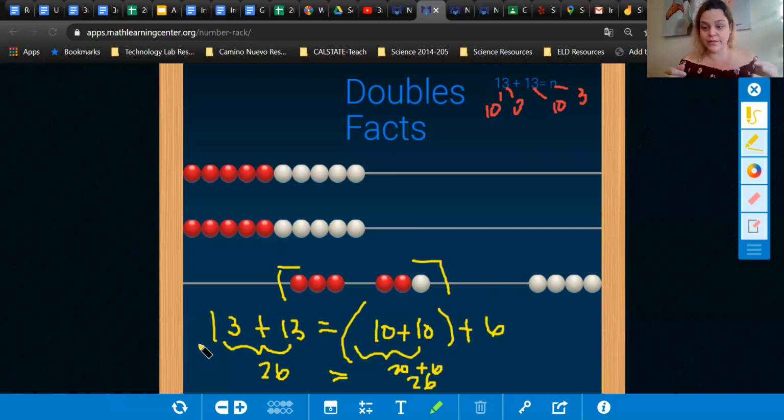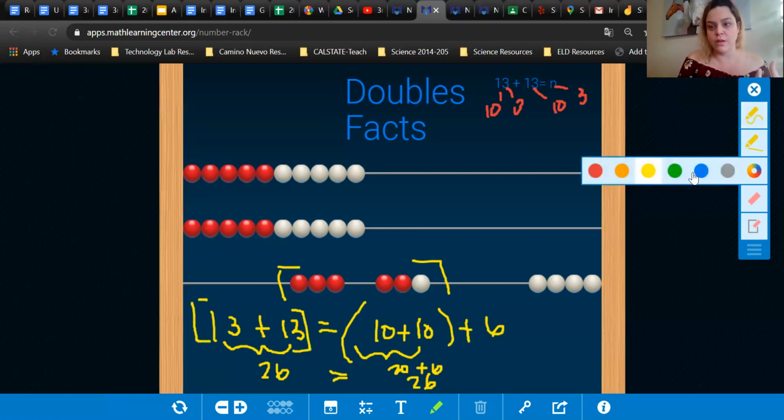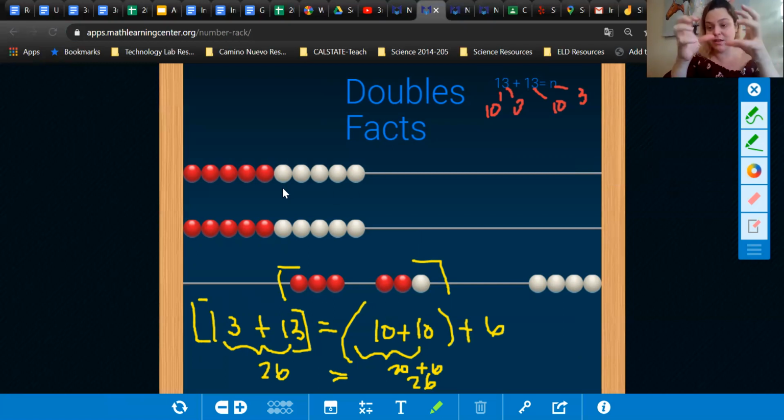When you do your work today, I want you to try to think of whatever your doubles facts equation is, to think of another equation that is the same as 13 plus 13 using the number rack, the way that I decompose the numbers to add efficiently. And the reason why we decompose it is that it's so much easier, friends, to work with 10s and then just adding the rest. Okay, so pause me so that you can take notes. You can even take a picture. Whatever is going to be most helpful to you, you can do that.